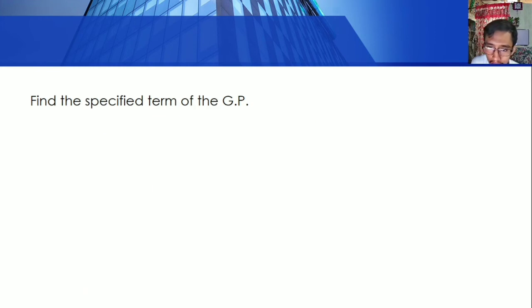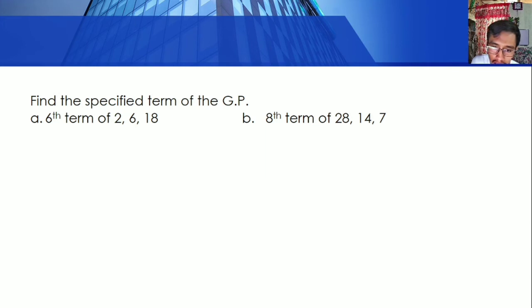Another example, find the specified term of the geometric progression. So, the 6th term of 2, 6, 18. So, sabi natin, A sub n is equal to A sub 1 times r raised to n minus 1. So to find the 6th term, so kukunin muna natin kung ano yung common ratio nila. So, 6 over 2 is equal to 3. So their common ratio is 3.